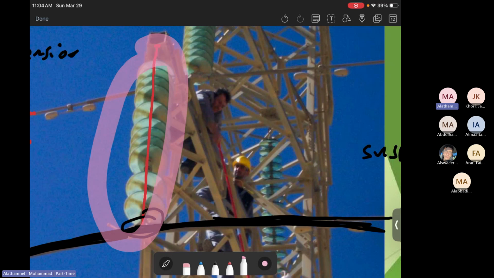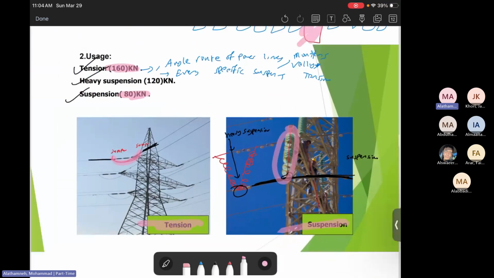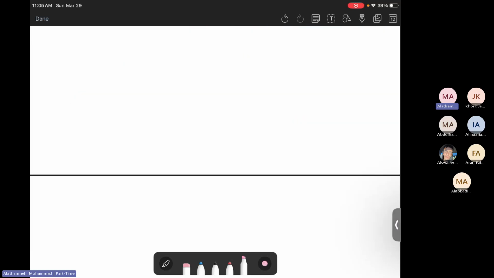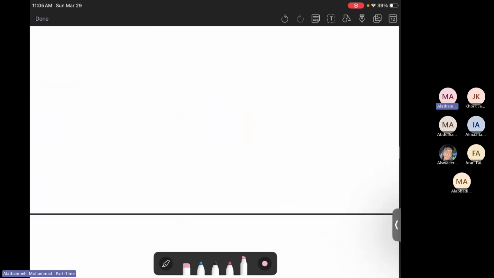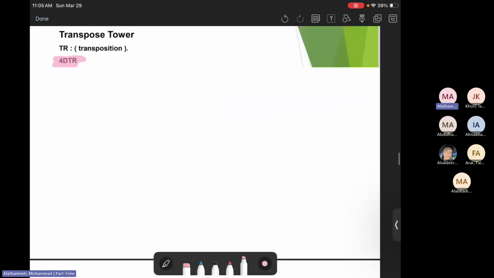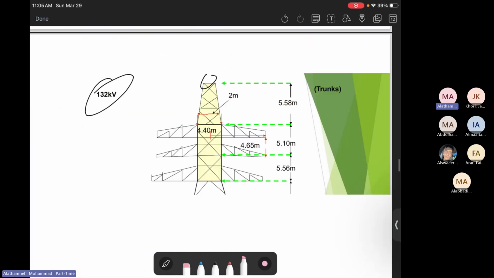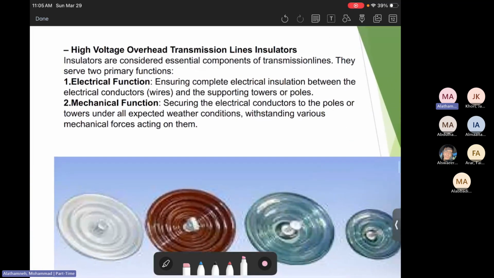This insulation is being used for two purposes. The first purpose is to carry the wire. The second purpose is electrical insulation, to insulate the wire from the tower body, because the tower is made from steel, so it will conduct electricity. So we need this to provide electrical insulation. Therefore, the insulation has two jobs. The first is the electrical function, complete insulation between the electrical wires or the conductors and the towers, and the mechanical one, to carry the wires.